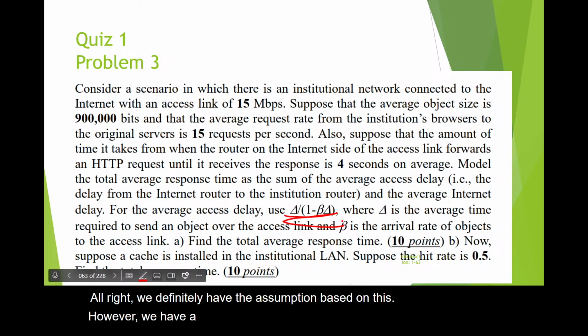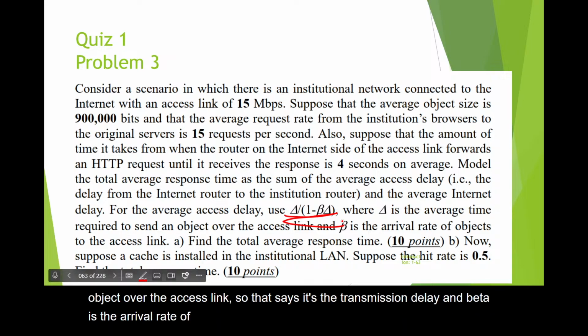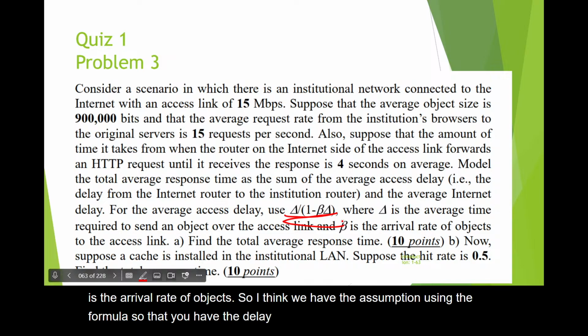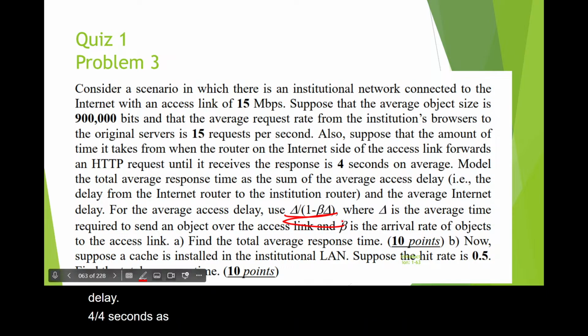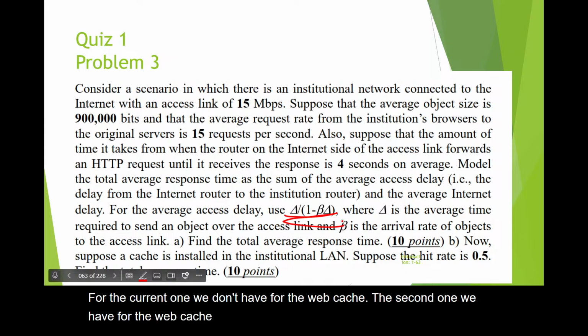Delta actually is the average time required to send an object over the access link. So that says it's the transmission delay. And beta is the arrival rate of objects. So I think we have the assumption using the formula so that you have the delay calculation. And of course, we have the other delay for 4 seconds as well. And right now, we have two sub-problems. For the current one, we don't have the web cache. The second one, we have the web cache with the hit rate of a half.